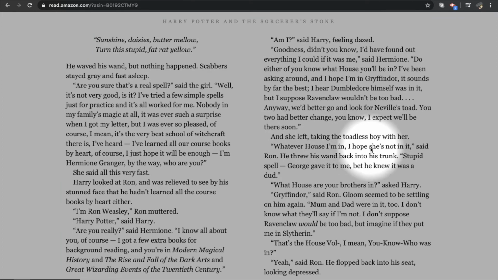"Whatever house I'm in, I hope she's not in it," said Ron. He threw his wand back into his trunk. "Stupid spell. George gave it to me. Bet he knew it was a dud." "What house are your brothers in?" asked Harry. "Gryffindor," said Ron.